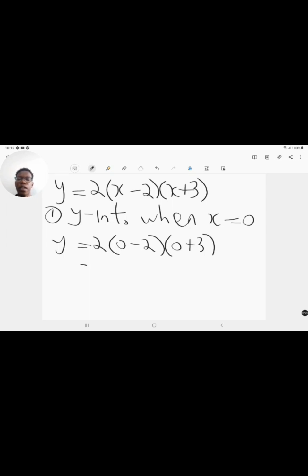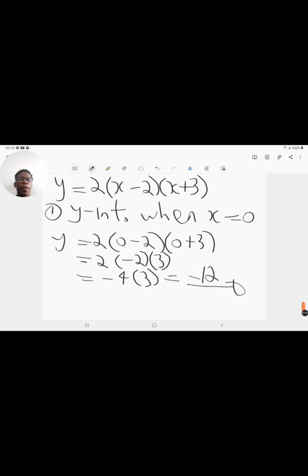Then when you solve, you will get 2. 0 minus 2 is minus 2. Then 0 plus 3 is 3. Then 2 times minus 2 is minus 4. Then minus 4 times 3 is equal to minus 12. So your y-intercept is minus 12. This is the value at which your graph will pass through on your y-axis when you sketch this graph. Okay, that's your y-intercept. Now, what about your x-intercept?